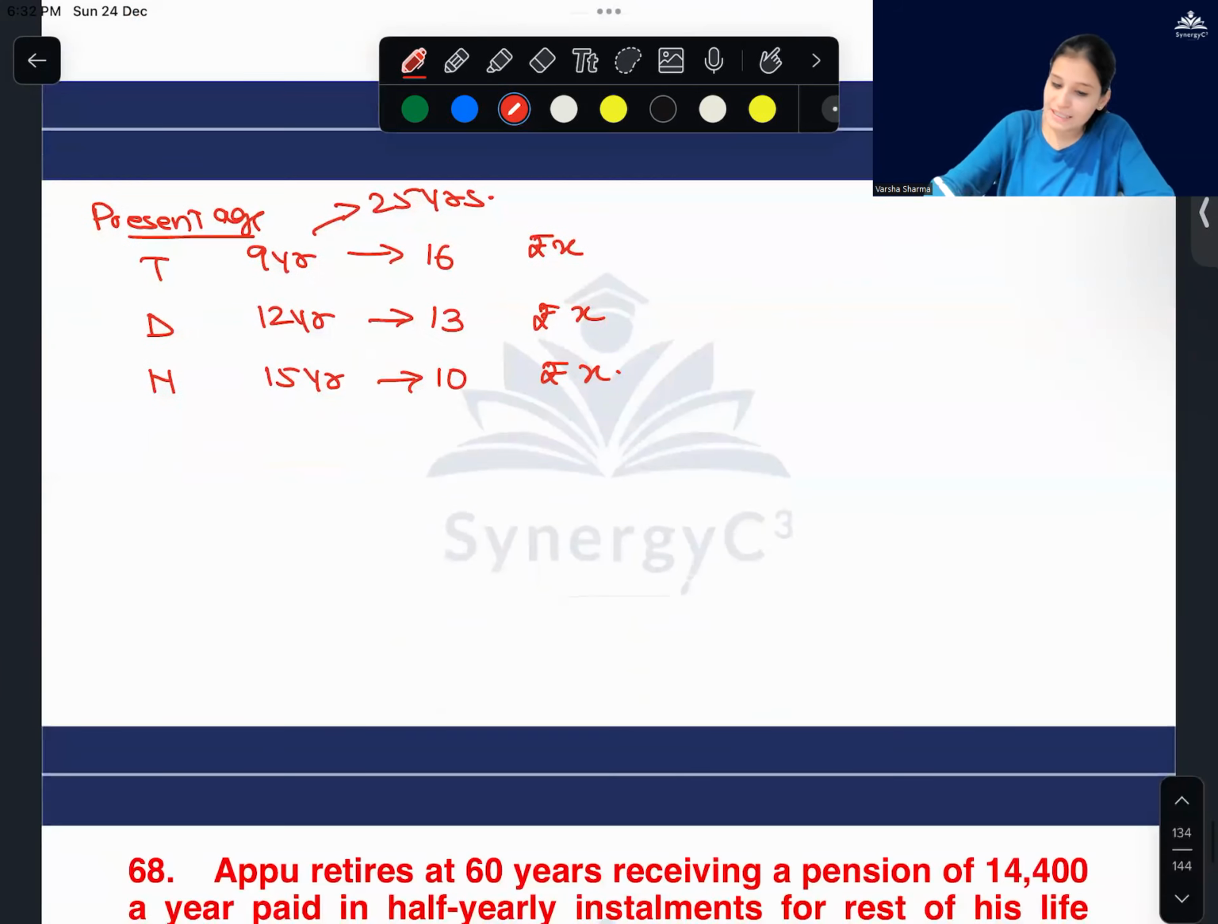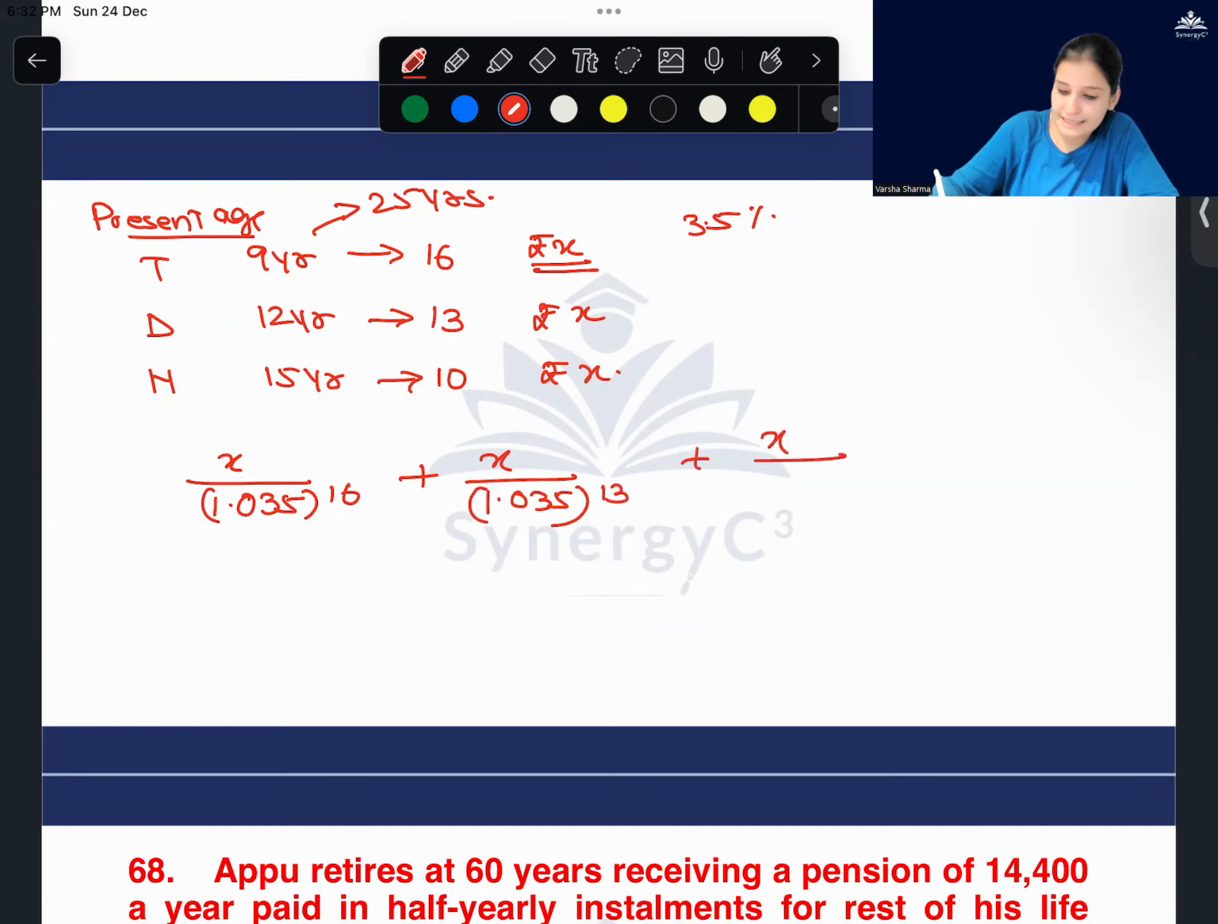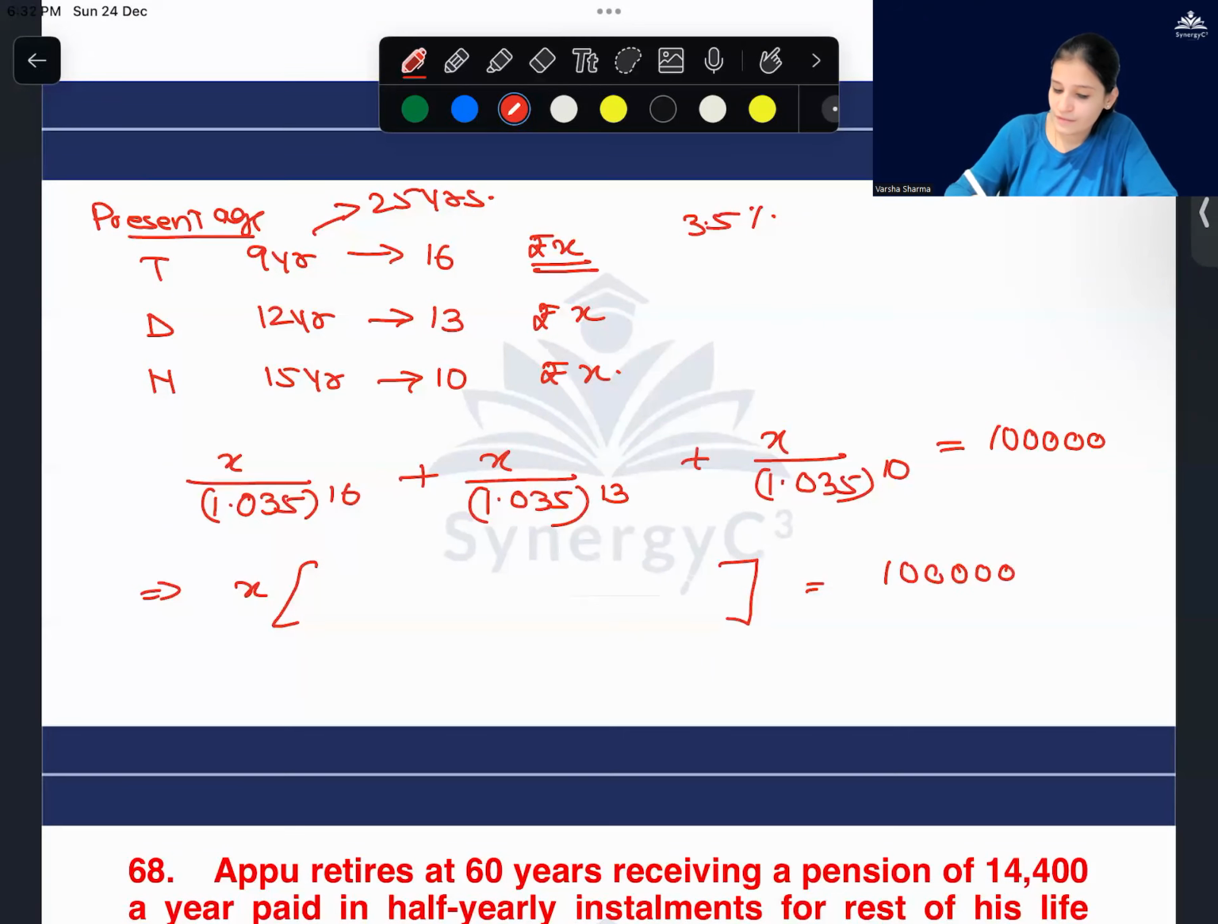Yes. So that means if I take this back, how many years? 16 years at the rate of 3.5%. So X divided by 1.035 to the power 16. Then the second one back tracing it to 13 years. Third one back tracing it to 10 years. And when I add these present values, I should get 1 lakh. You can take X common, calculate these first. How much are you getting? So find the total.